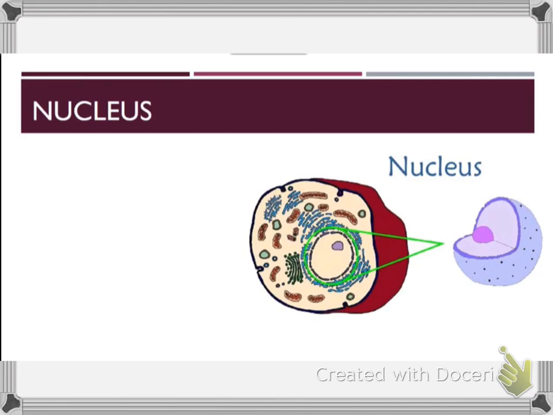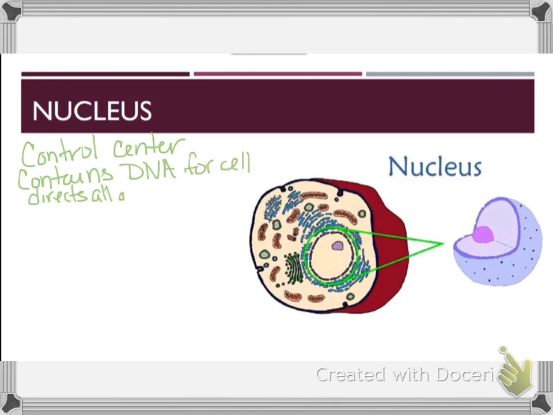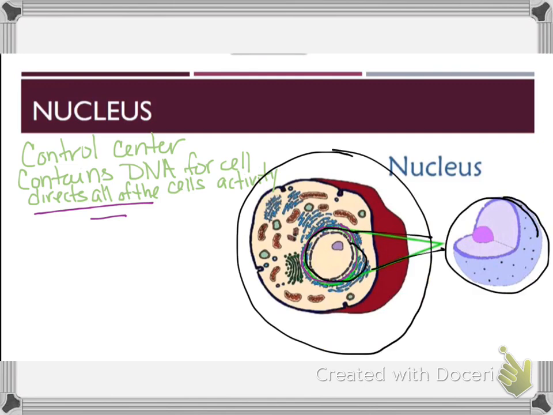Nucleus. The nucleus is the control center. It contains DNA for the cell, and it directs all of the cell's activities. This is a nucleus, and you can see that it's pulling this out to show you a bigger picture. This part's the nucleus.